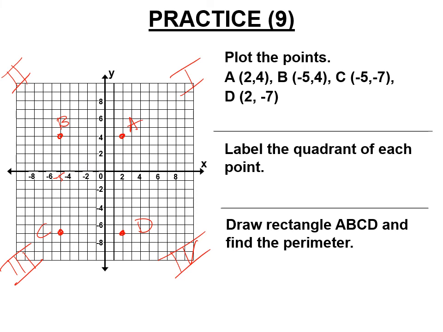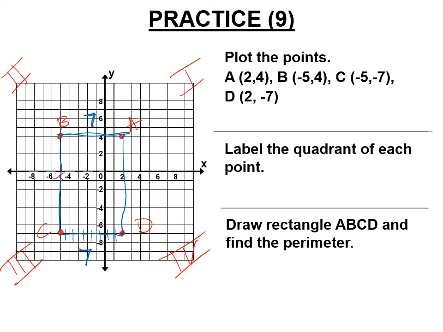Draw a rectangle ABCD and find the perimeter. Ooh, all right, so let's draw a rectangle, right? We're going to connect the dots. So what is the perimeter of this rectangle we just drew? Well, you add up the sides for perimeter. So this is 1, 2, 3, 4, 5, 6, 7 on the bottom. Now, does that mean the top is 7? Yeah, that's a rule of rectangles. The opposite sides have to be the same length, or it's not a rectangle.